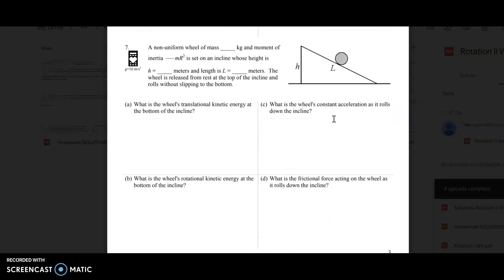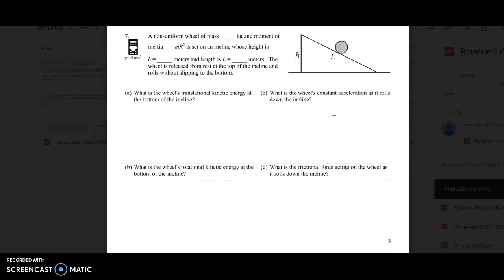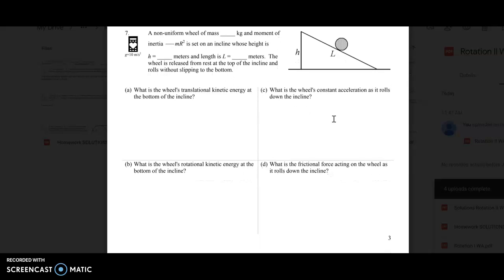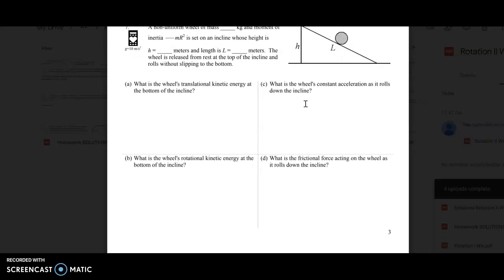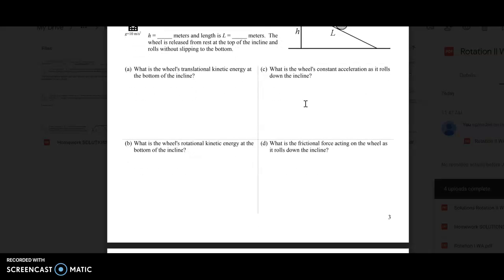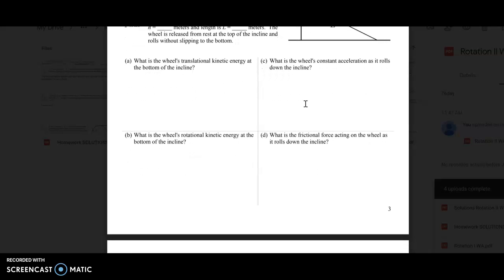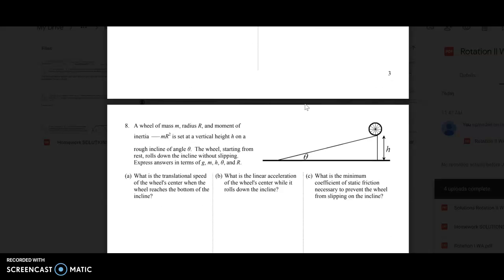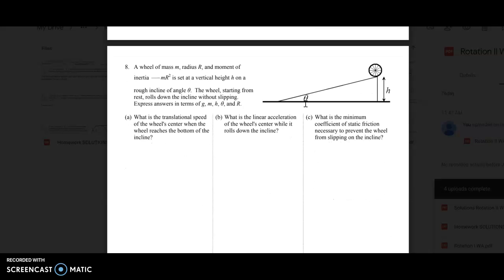This is that same problem again. This is just kinematics right here. I would use v squared equals 2ax. I know you're not solving this one, but just trying to give you some hints for some other things. If we go to number 8.